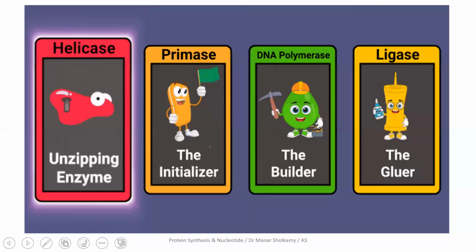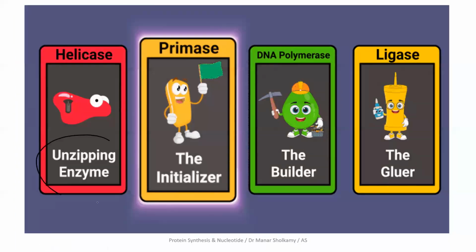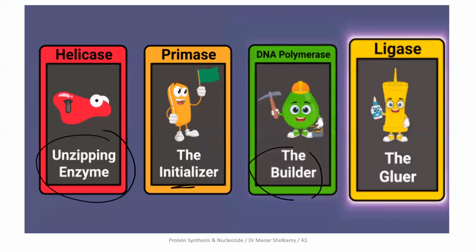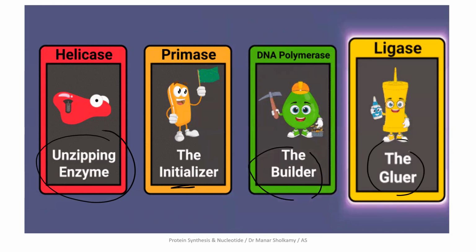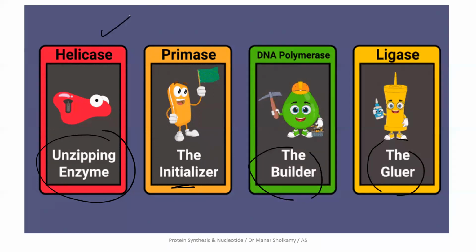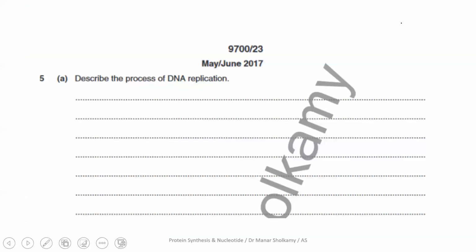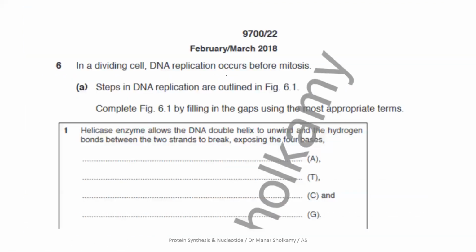Okay. The unzipping enzyme is the helicase. This is the primer, forget it. The DNA polymerase and the ligase enzyme, which glues the Okazaki fragments. So you need to mention at least 3 enzymes. Good? Okay. This question is very common. I think it's out of 5 marks.